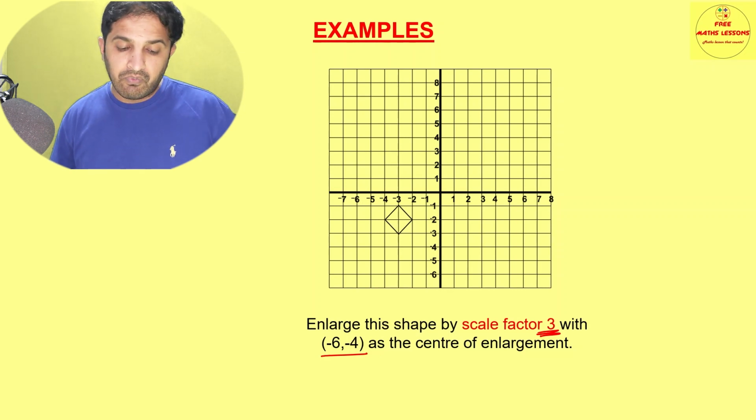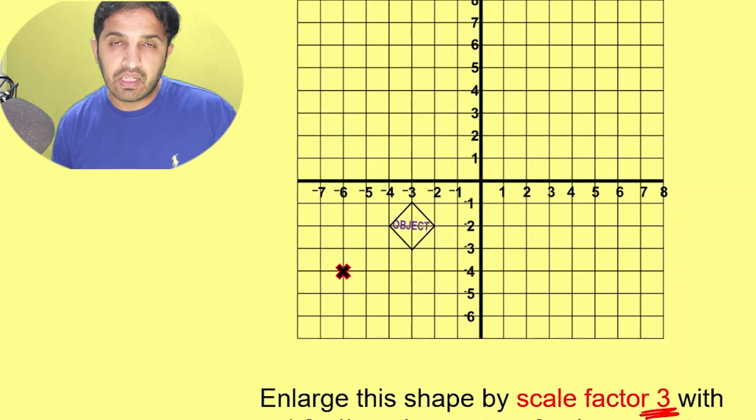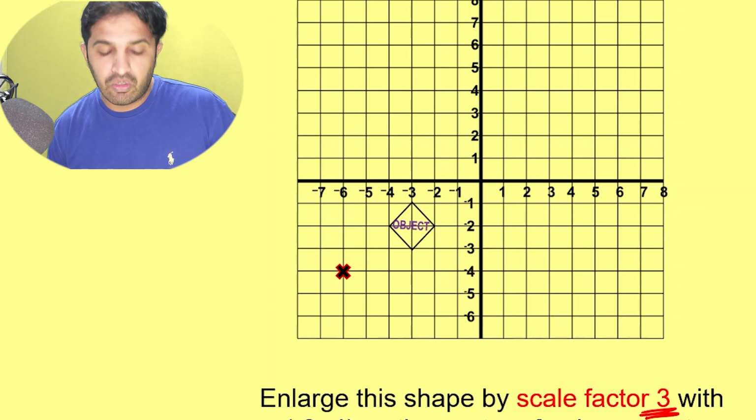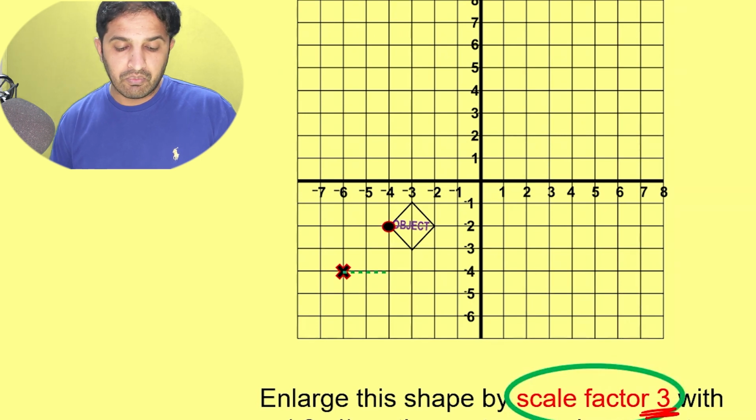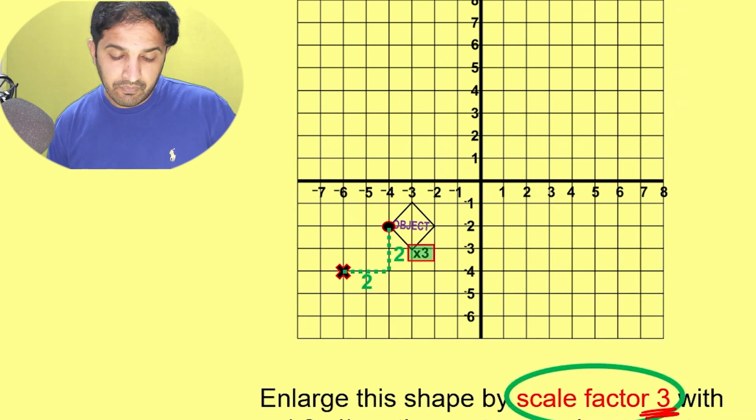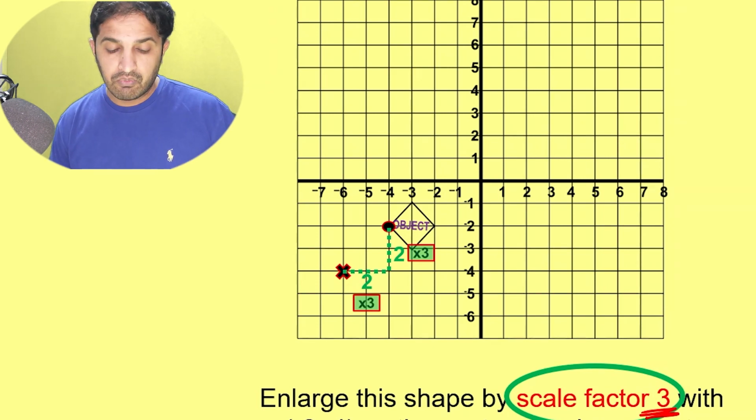Okay, so we find the center (-6, -4) first, and then measure the distance from the center to the points on the object. That's our center of enlargement. When you measure the distance to that point, we're going 2 to the right and 2 up. Because the scale factor is 3, each one of those distances from the center to the point needs to be tripled.